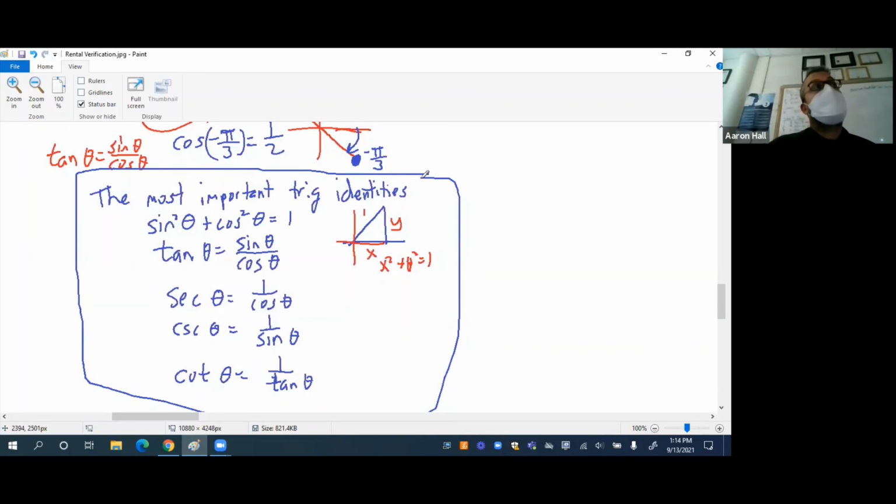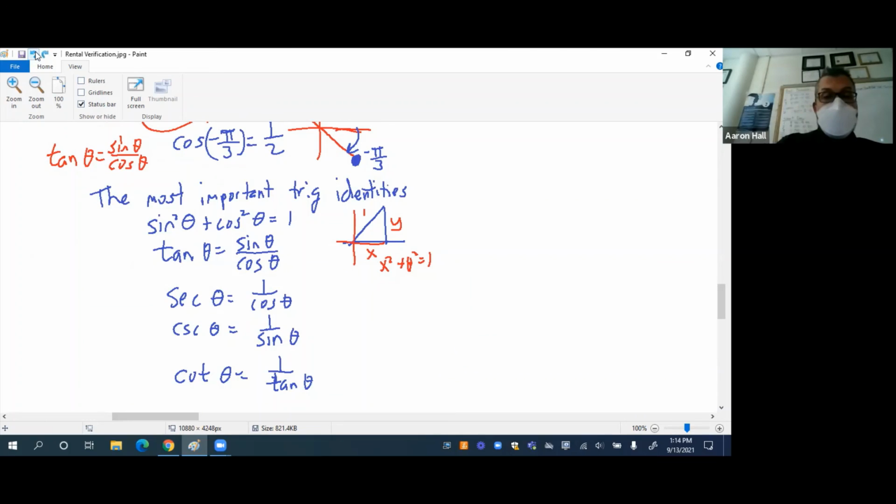Can you also call cotangent cosine over sine? So the question is, is cotangent of theta cosine of theta over sine of theta? And the answer is yes. That is true. That is also one of our quotient identities.